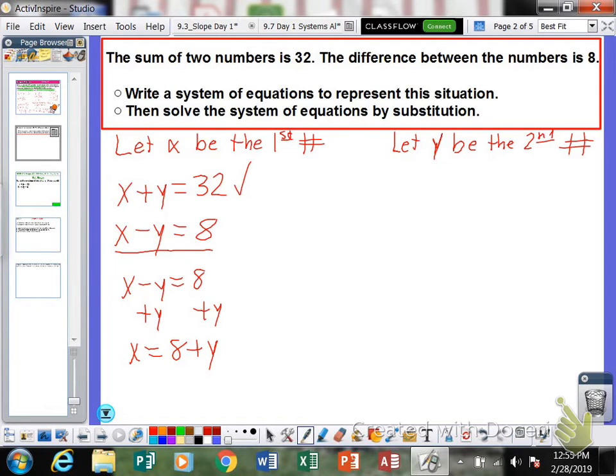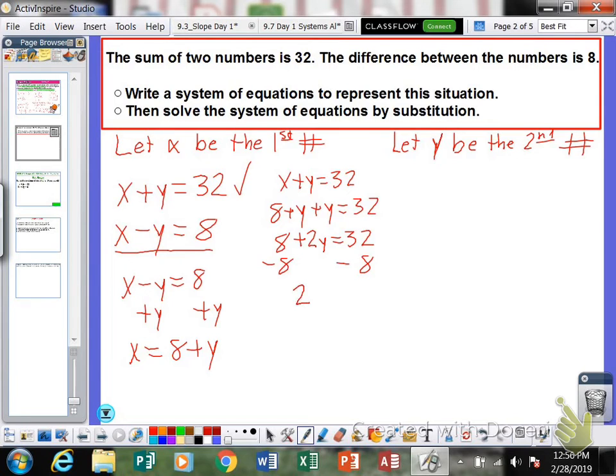So I have x plus y equals 32. I know what x is. It's 8 plus y equals 32. Combine like terms, 8 plus 2y equals 32. Subtract 8 from both sides. Get 2y is equal to 24. Divide both sides by 2. I'm going to get y equals 12.